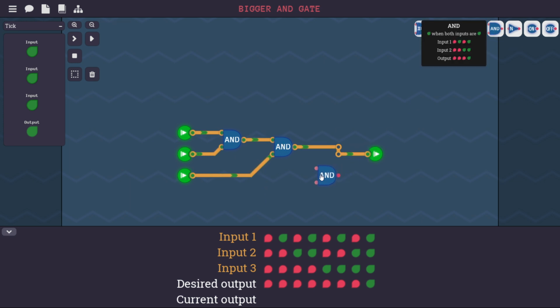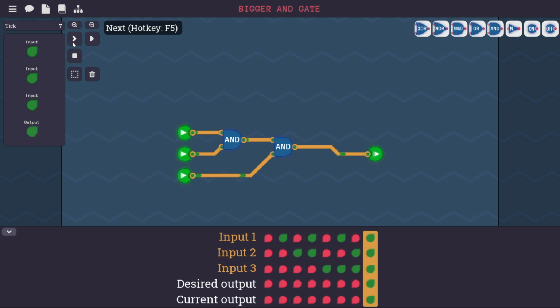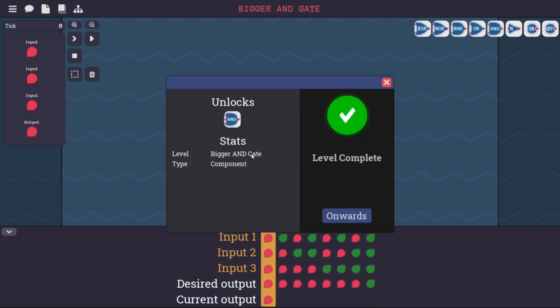If we had another input, we would have chained from this to here to the other input, and then finally to here to the output. That would be if we had 4 inputs and so on. But now let's test all our inputs and see if they're okay. Yep, and now we have a bigger AND gate. Let's go on.